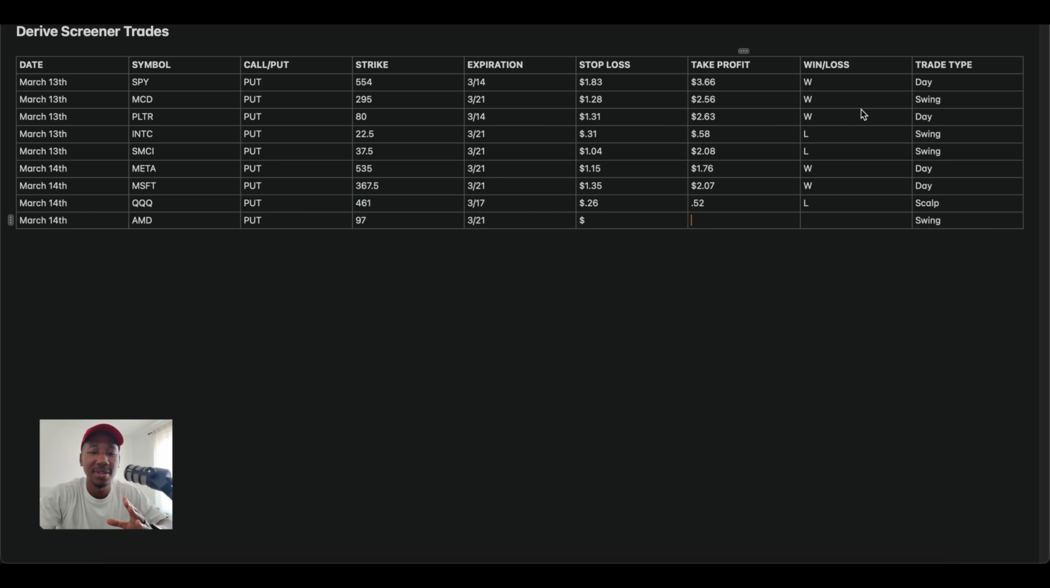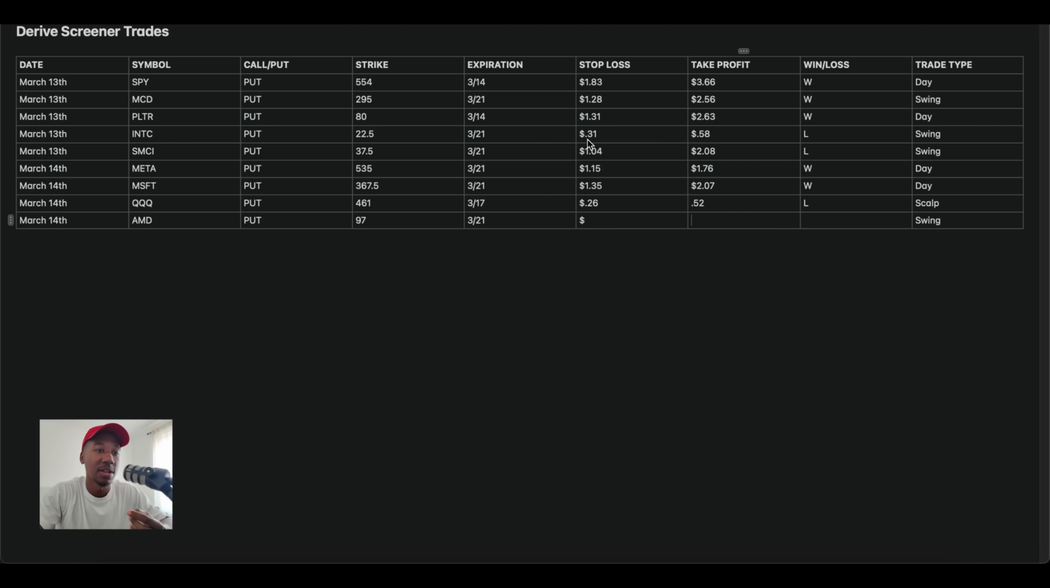And what I noticed about the wins is the majority of them are day trades. And what else I noticed about the day trades is that every single one of them was a win. So right here, we got a SPY put, stop loss 183, take profit 366. It was a win, day trade. We got a McDonald's put 295, another win. This one was a swing trade. All right, we got a Palantir $80 put, stop loss 131, take profit 263, another day trade.